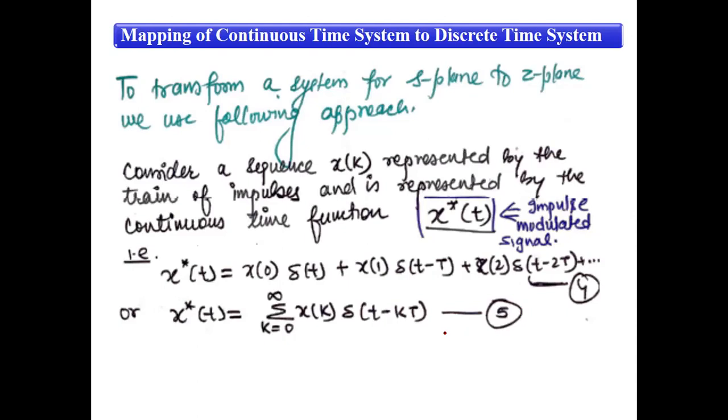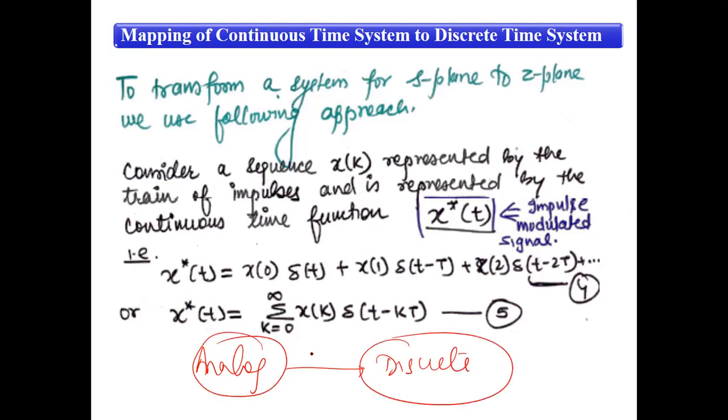Now, the next thing we need to understand is how we map the given continuous-time system into a discrete-time system. Generally we have analog systems or analog signals available to us, and we need to convert them into discrete ones. To convert the analog signal into discrete, we follow certain steps: we sample the analog signal and quantize it, and then we get a pure discrete signal or sequence.